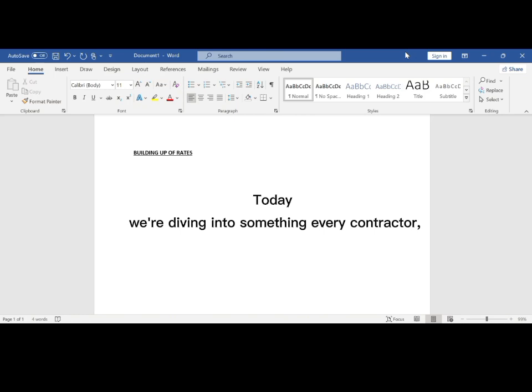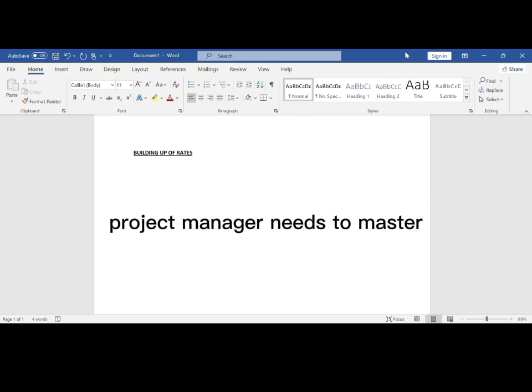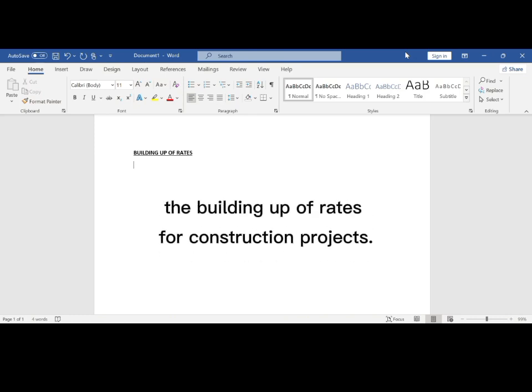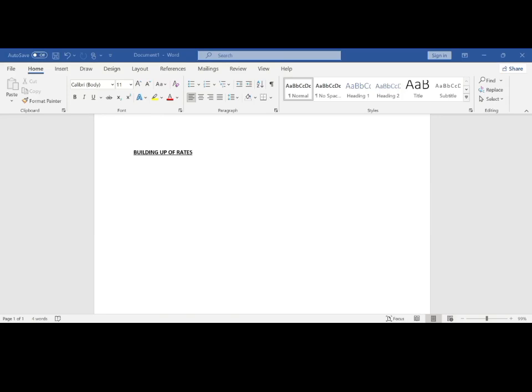Today we'll be diving into something every contractor, quantity surveyor, project manager, and builder in the construction industry needs to master, which is the building up of rates for construction projects. Now let's start with the basics. What exactly is building up of rate? Let's simply put it as the process of calculating the cost of various items of work in a construction project.